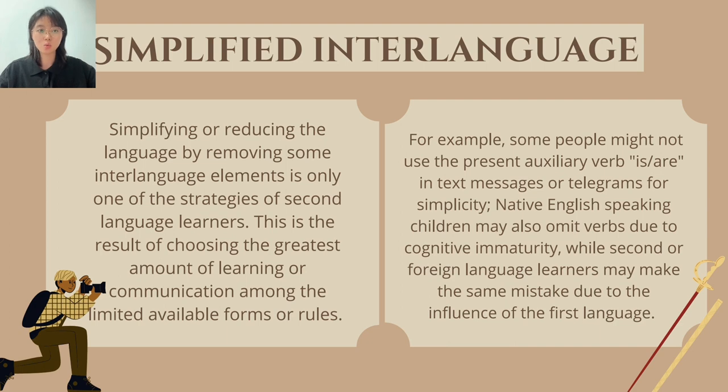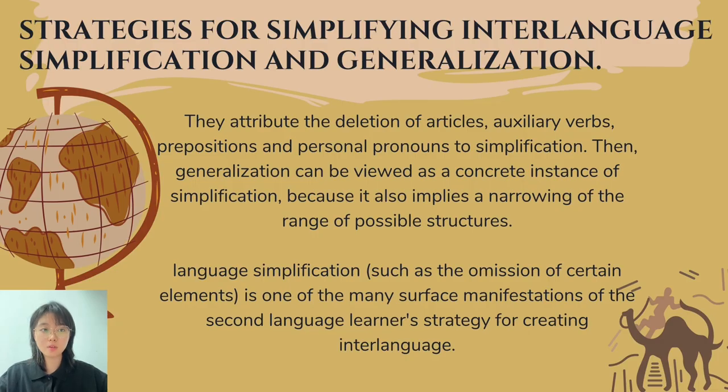Of course, learners will omit elements when acquiring a second language, and they will do so because they have limited cognitive abilities to notice and produce subtle linguistic details. Language learners use simplified strategies to create interlanguage in order to simplify the learning tasks, not to reduce the target language to a simpler system, but to replace difficult syntactic and lexical forms with other forms proportionate to their level of ability. Strategies for simplifying interlanguage: simplification and generalization.